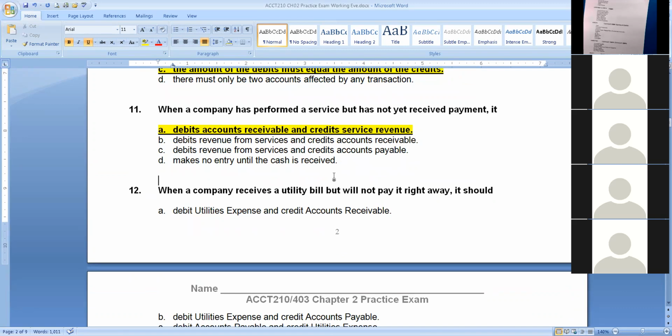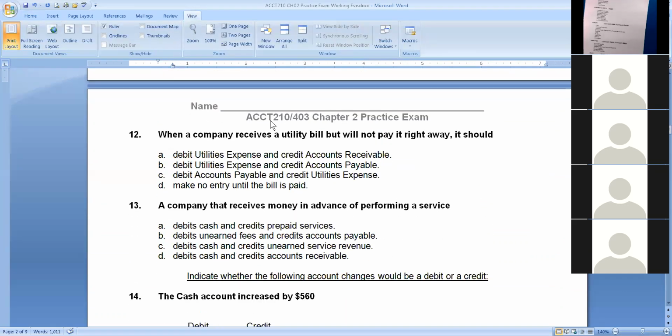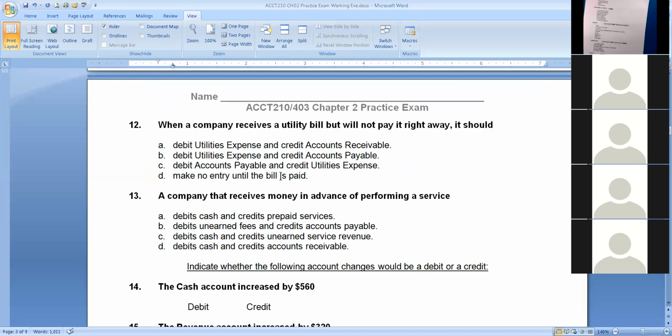Okay. We'll do the next one. Company receives a utility bill, but will not pay it right away. It should be B. Yeah, expenses are always debits, so it could be A or B if you look at just the expenses. But if this is a bill, we're gonna have to pay it.